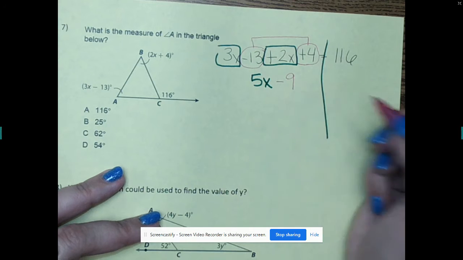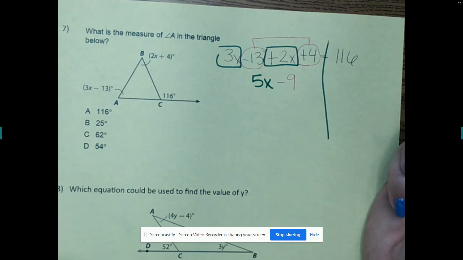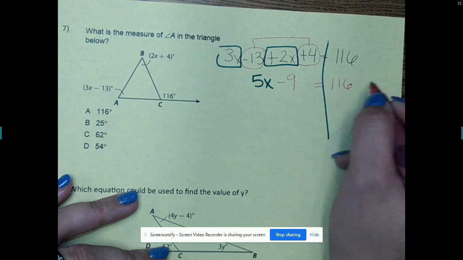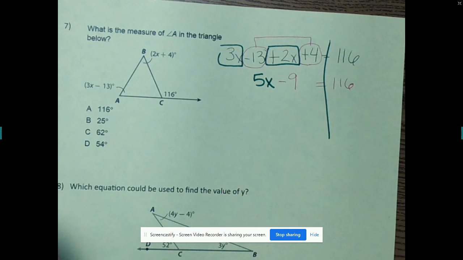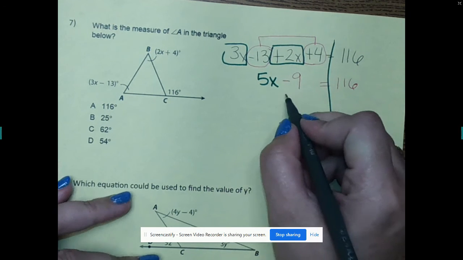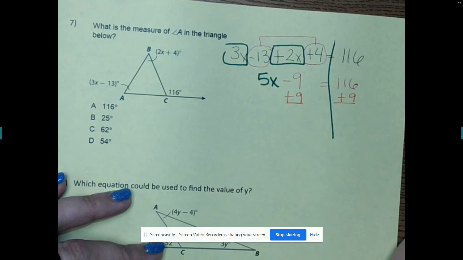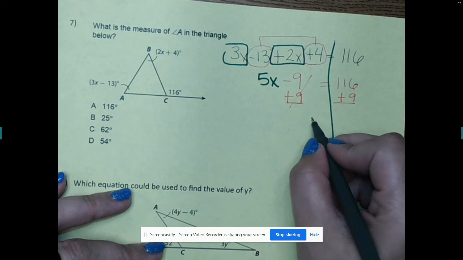Negative 9. Everybody okay with why it's negative 9? Yes. All right. Bring down the 116 because I did not use it. Now, do I have a plain number? Yes, it's negative 9. So the opposite is plus 9. Plus 9. Those guys cancel out.